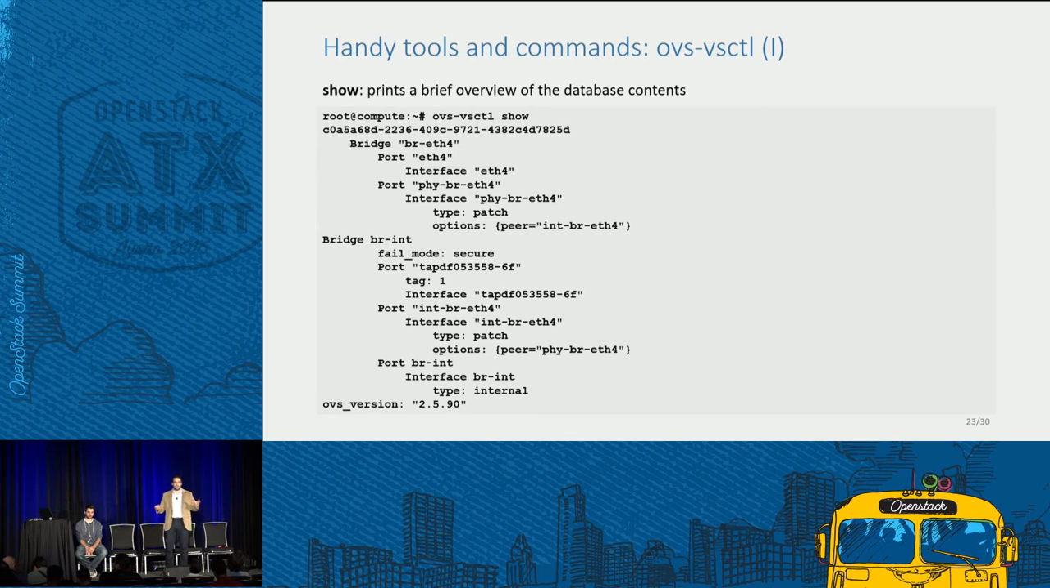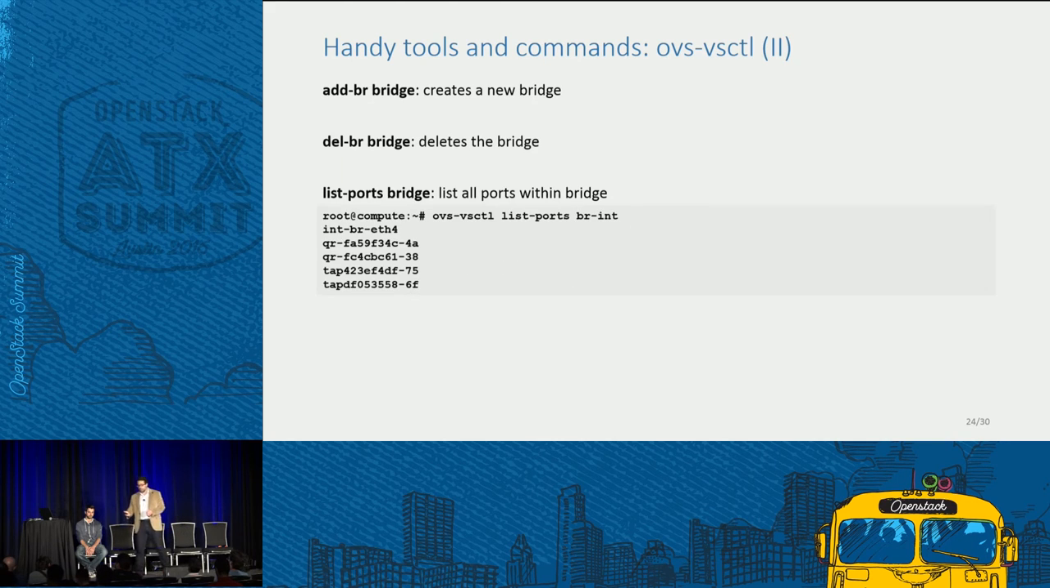You can create several bridges inside the OpenVSwitch and connect those switches between them, and also connect, for example, virtual machines or physical NICs to these bridges. Of course, if you want to manually create a bridge or delete a bridge or, for example, to list ports, you have a lot of options.